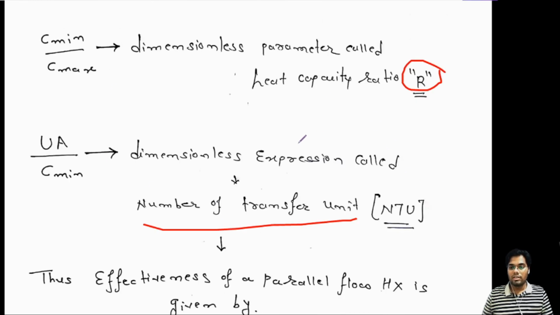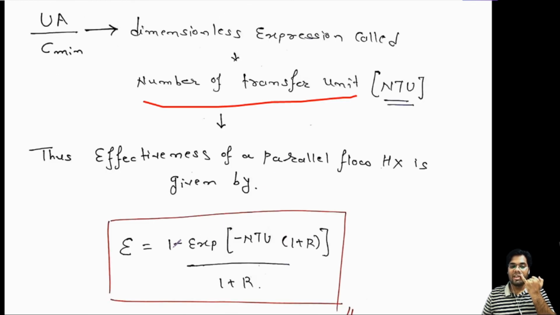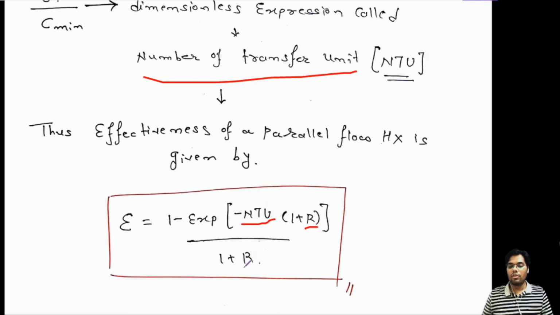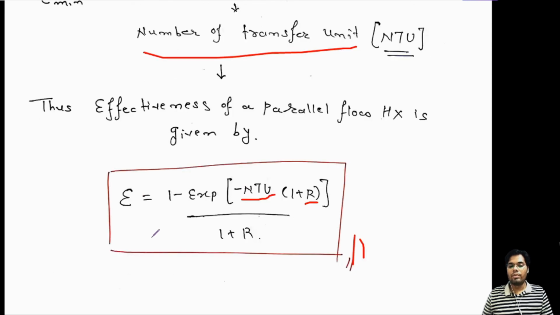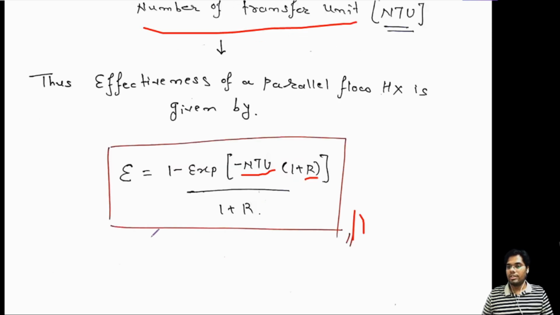So putting these values in our equation, we will get epsilon is equal to 1 minus exponential in bracket minus NTU (1 plus C minimum by C maximum, which we can write as R), upon 1 plus R. So this is the final equation of effectiveness for a parallel flow heat exchanger. So in this session we have covered what effectiveness is for a heat exchanger and what the equation for effectiveness is for a parallel flow heat exchanger. Thank you so much.